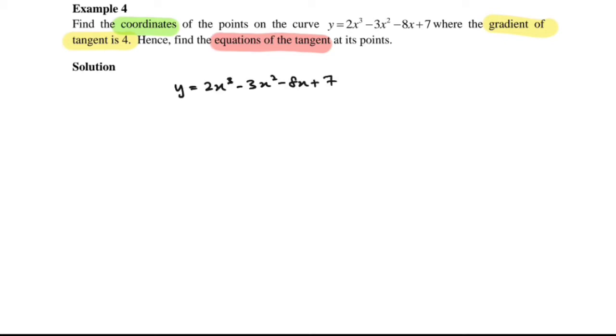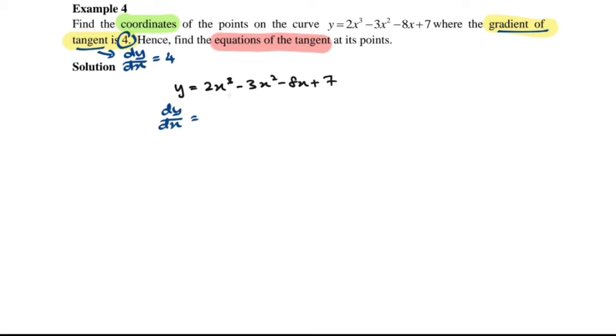This question wants you to find the coordinates of the points on the curve, where we know that the gradient of the tangent at that coordinate is 4. So the keyword here is gradient of tangent. Whenever you see that, remember that refers to dy over dx, and the value is already given, which is 4. So dy over dx is equal to 4. So to find the coordinates, we have to first differentiate this equation and then equate that derivative with 4 to find the values of the x and y coordinates. Start by differentiating.